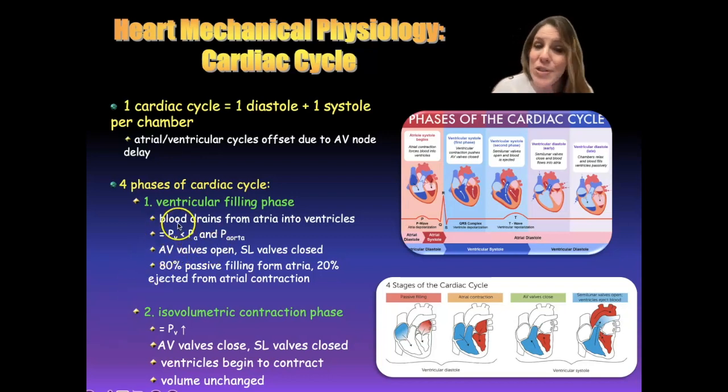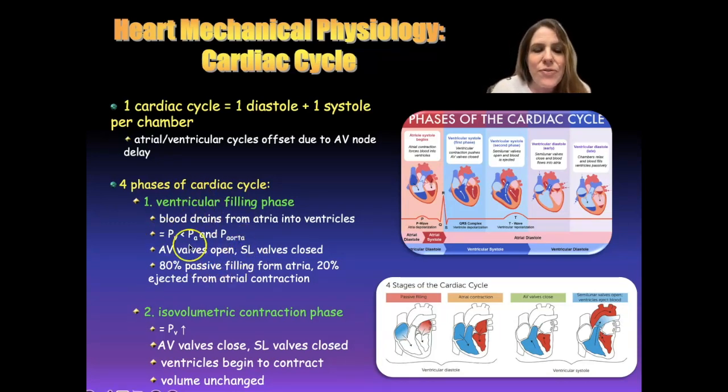So at this point, during the ventricular filling phase, the pressure in the ventricles is less than the pressure in the atria. It's also less than the pressure in the great vessels. So in the case of the left ventricle, the pressure is less than it is in the aorta. And in the case of the right ventricle, the pressure is less than it is in the pulmonary trunk.